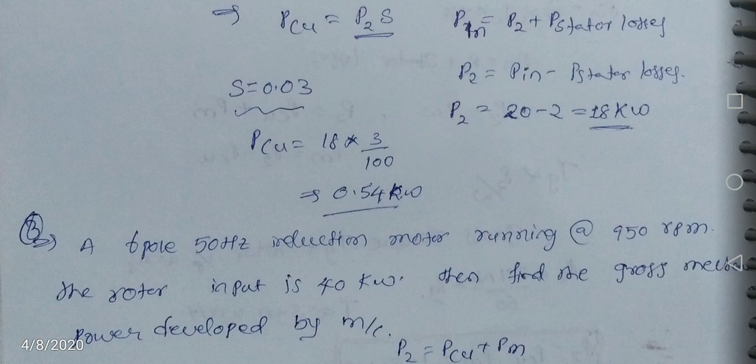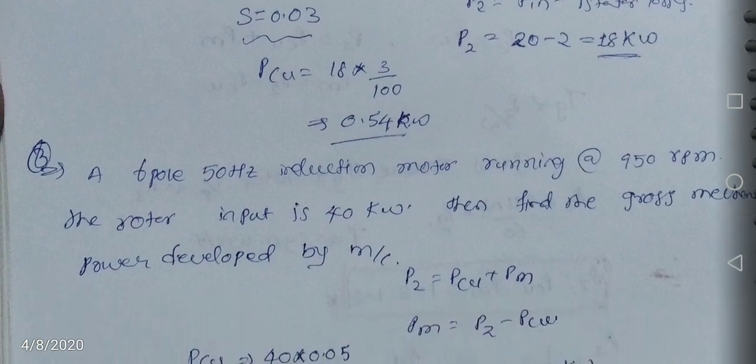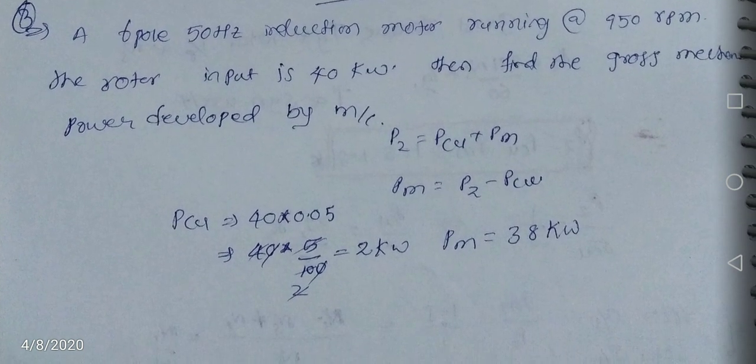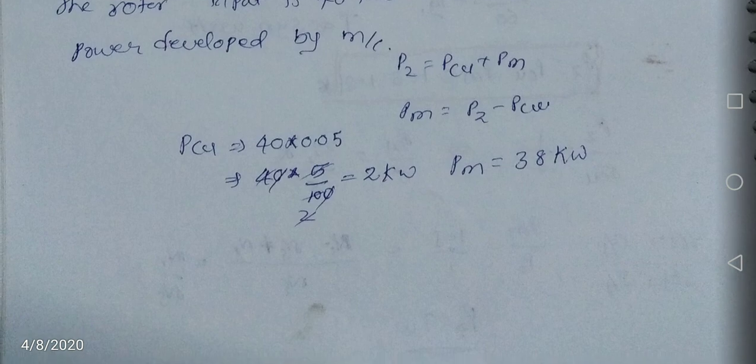Here the rotor input power is given, that is P2. So you should first calculate PCU. PCU is equal to S times P2. Here S value is 0.05 and P2 value is 40 kilowatt. Then substitute in PM equal to P2 minus PCU. So the PCU value is 2 kilowatt.